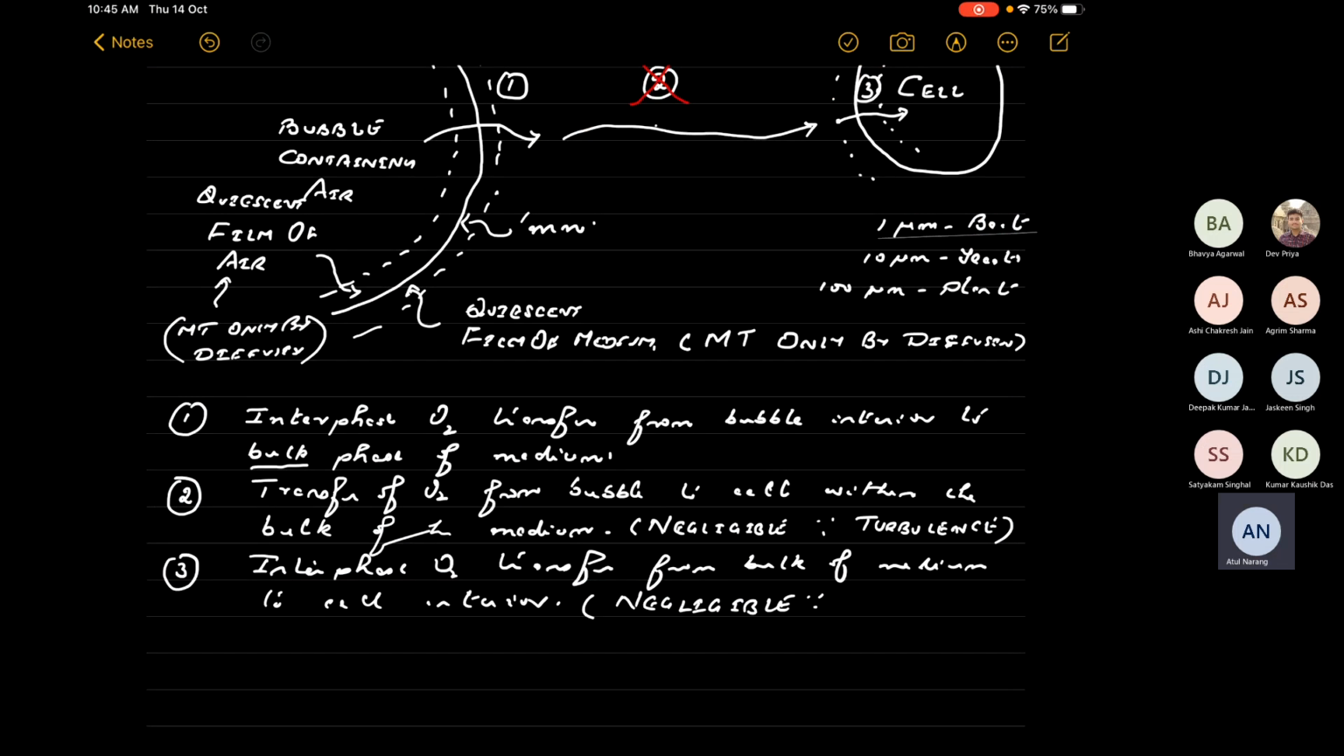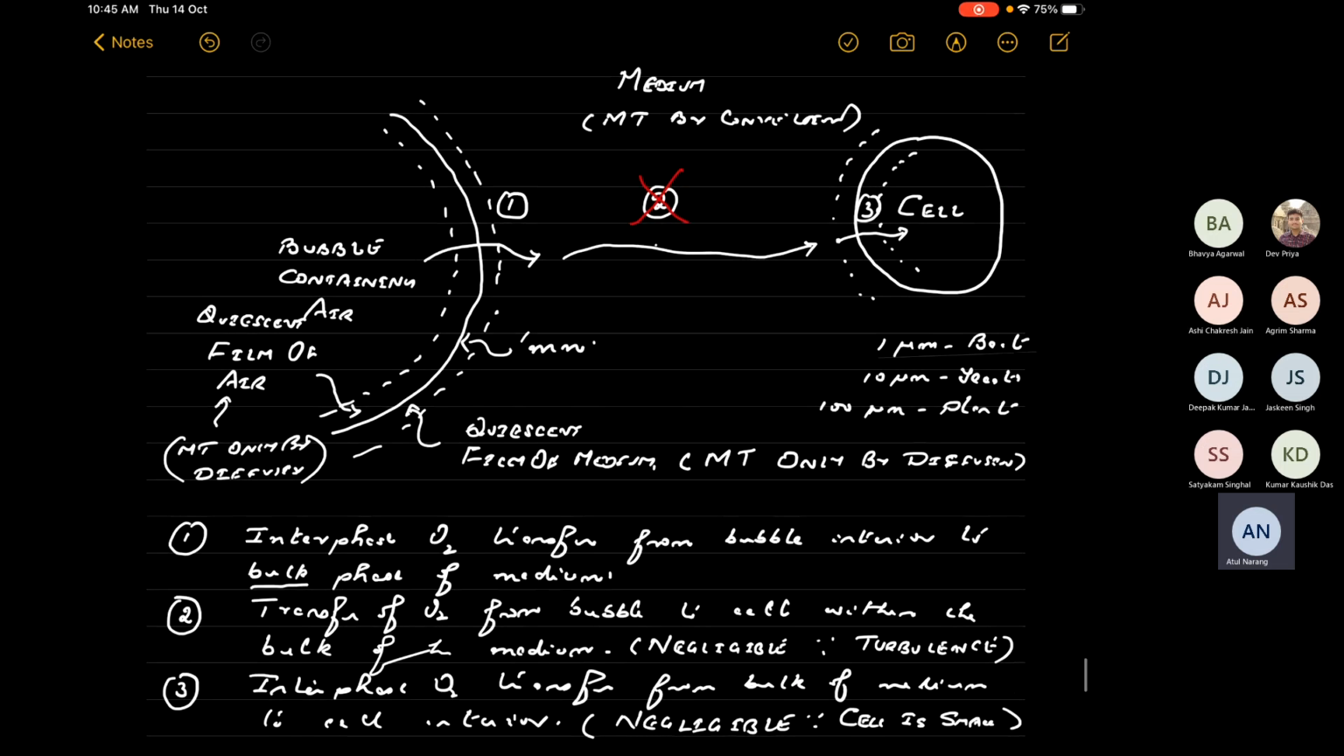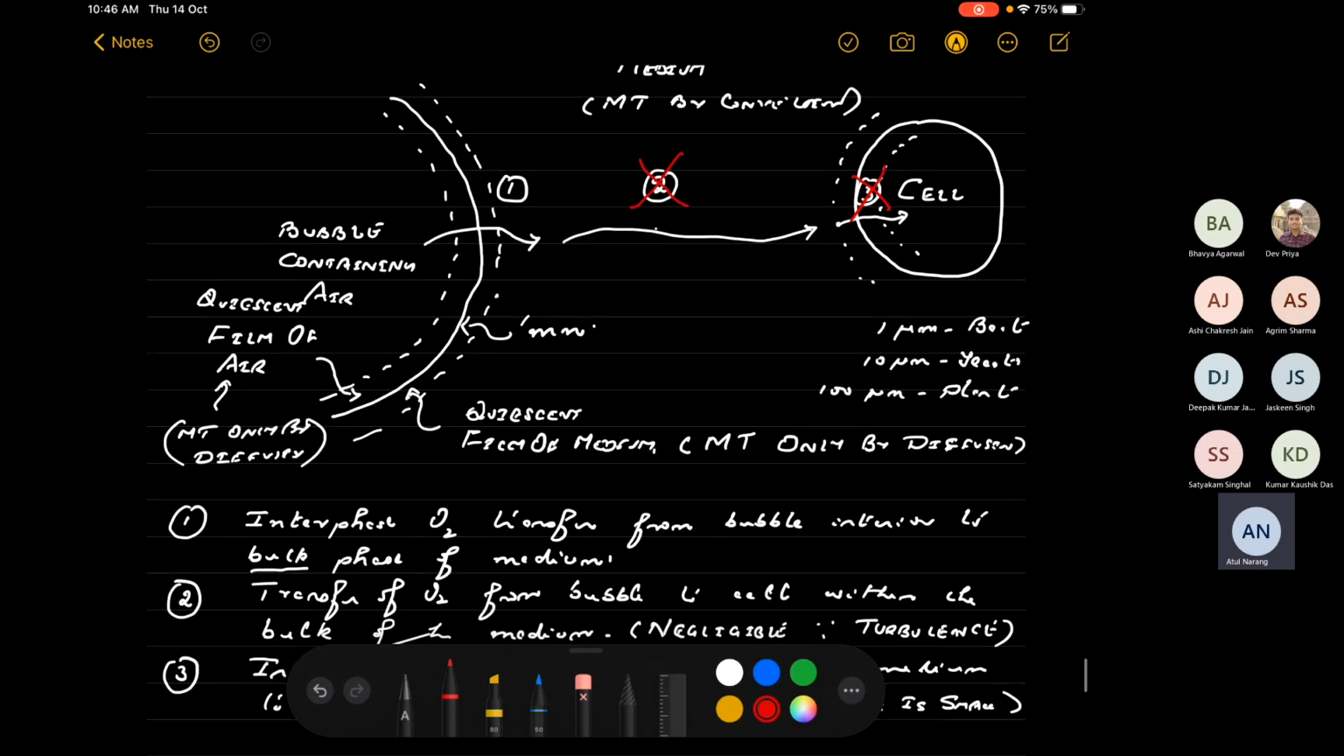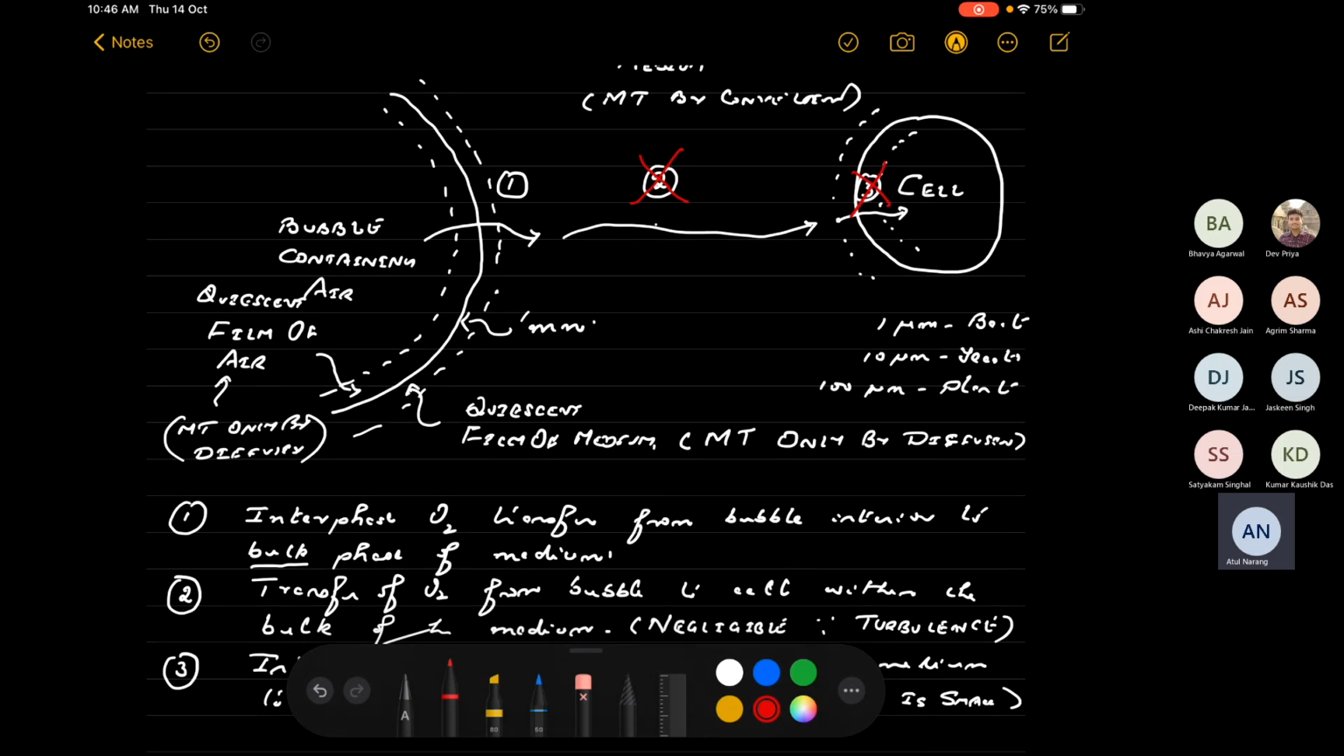So basically, you have now neglected the third one as well, negligible. This is since cell is small. So now you're basically left with only one major resistance. We have removed both 2 and 3 and we are left with 1. So the problem of gas transfer reduces to merely the transfer of oxygen from inside the bubble to the aqueous medium. We just don't worry about the subsequent steps.